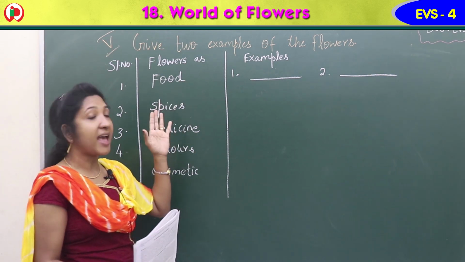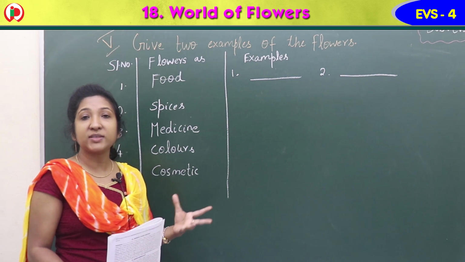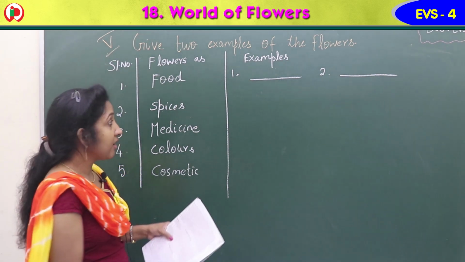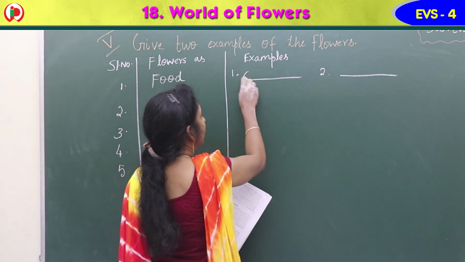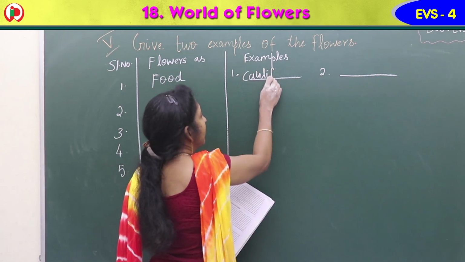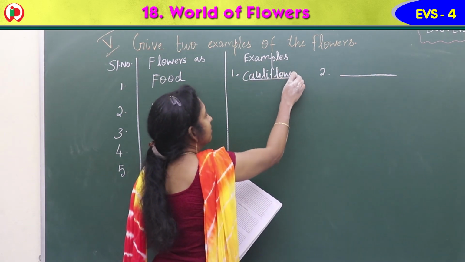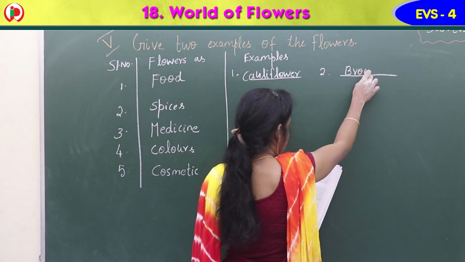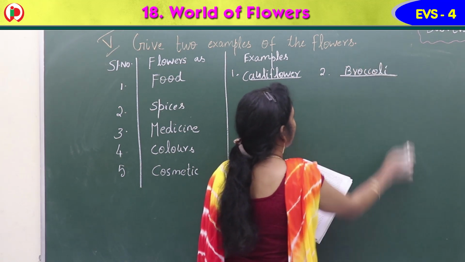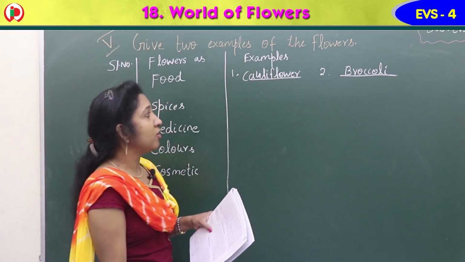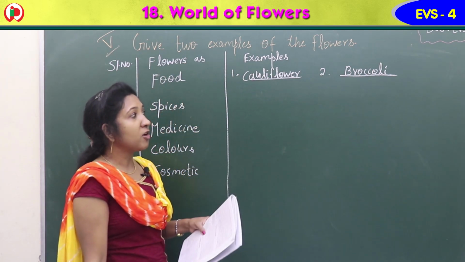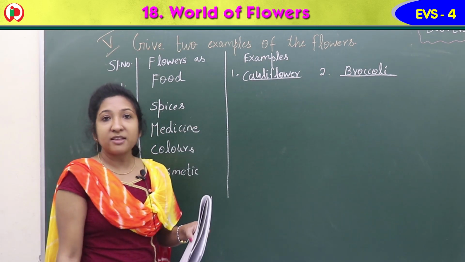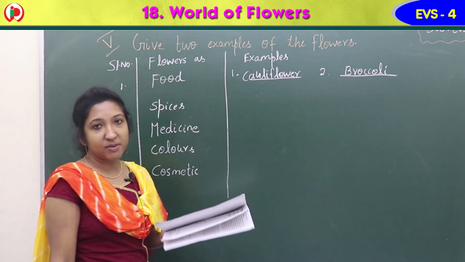So first one, flowers as food. Which are the flowers we use as food? Examples you have to write. Yes, we can write cauliflower and broccoli, isn't it? Cauliflower, flower which we use as food. Then we use broccoli, B-R-O-C-C-O-L-I, broccoli. C-A-U-L-I-F-L-O-W-E-R, cauliflower. These two flowers we use as food. We use this as vegetables, isn't it?